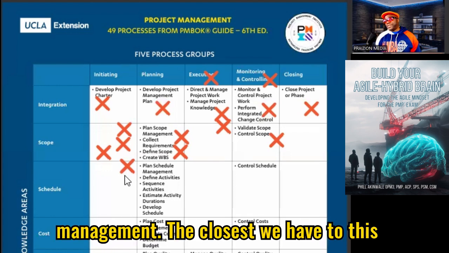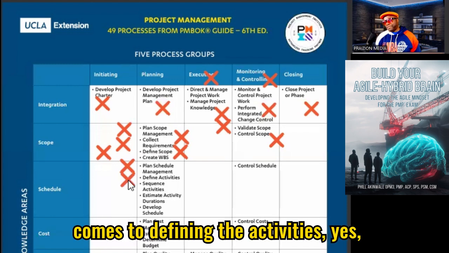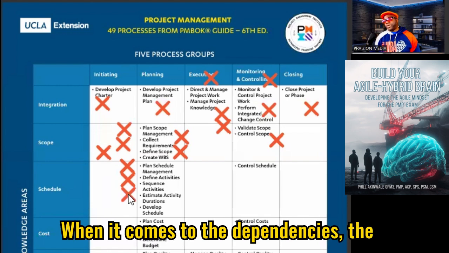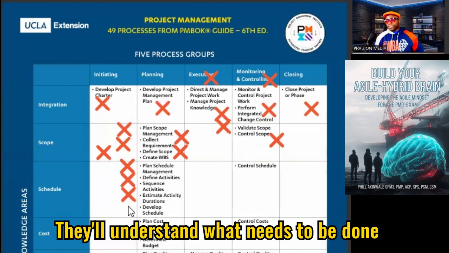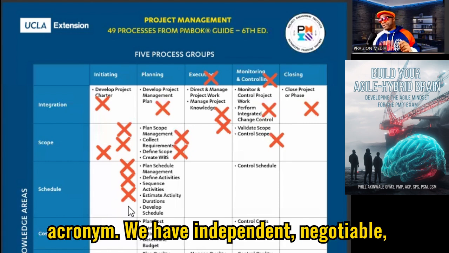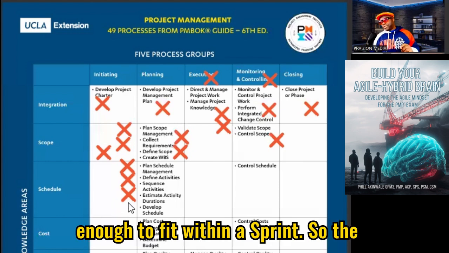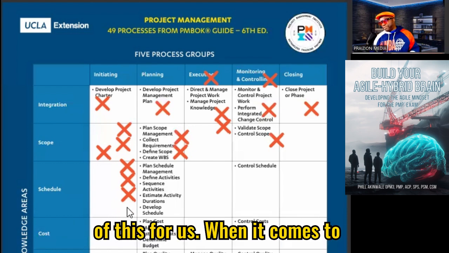For planned schedule management, the closest we have to this is understanding the cadence. When it comes to defining the activities, yes, we've got all of this stuff in our sprint backlog, but the individuals working as developers still have to break that down. When it comes to the dependencies, the developers will work that out together. They'll understand what needs to be done first, what needs to be done next. But as much as possible, remember the INVEST acronym. We have independent, negotiable, estimable, valuable, small enough to fit within a sprint. So the independent and small enough to fit within a sprint pretty much police a lot of this for us.